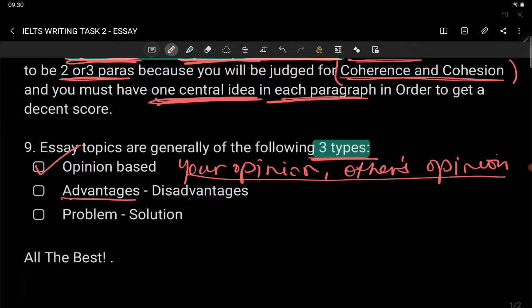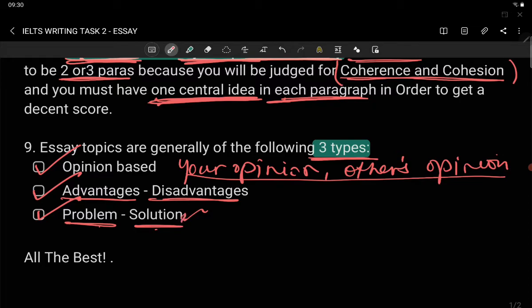Then there can be advantages and disadvantages type of essay or problems and solution type of essay. In advantages and disadvantages type of essay, you will be given a statement which will be related to one central theme, idea, and the advantages and disadvantages of that thing. In the problem and solution type of essay, there will be a problem that will be discussed, and you will have to give appropriate solutions. You will have to describe the problem and give appropriate solutions.